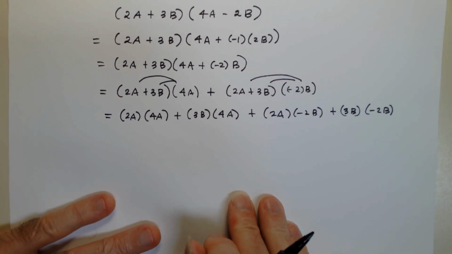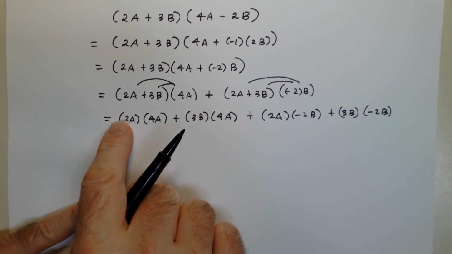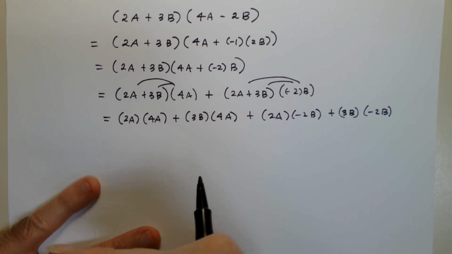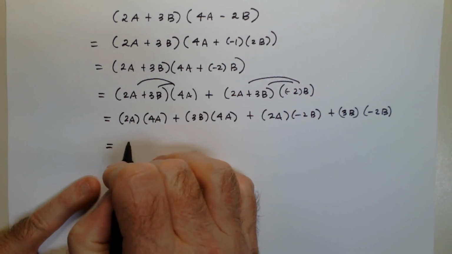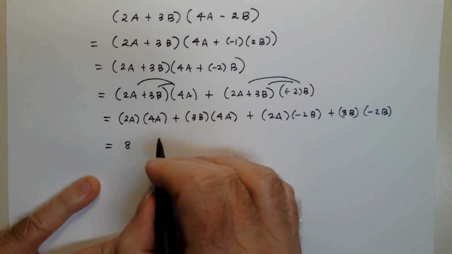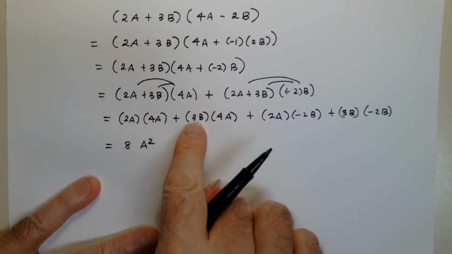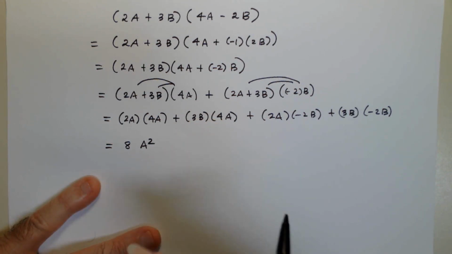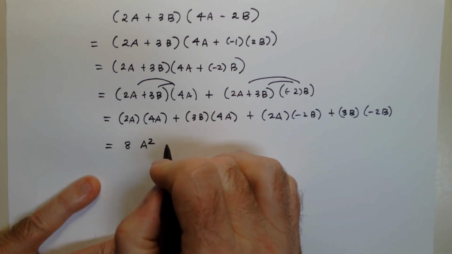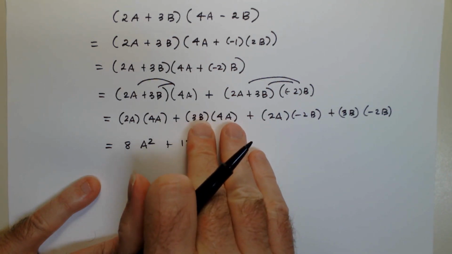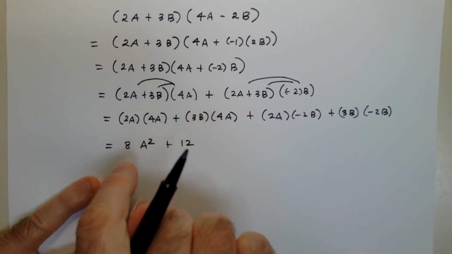And now we just have to use properties of scaling. I know that I can combine the 2 and the 4 into a single scalar, namely an 8, multiplying an a times an a. And we can write a times a as a squared. Okay, that takes care of that term. Here I can combine the 3 and the 4 to give me a single 12. And I want to be careful here. I have to preserve this order. This is b multiplying a, b on the left, a on the right.